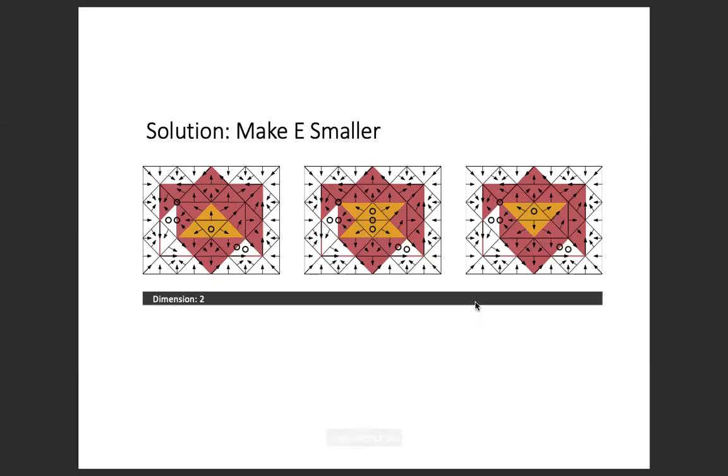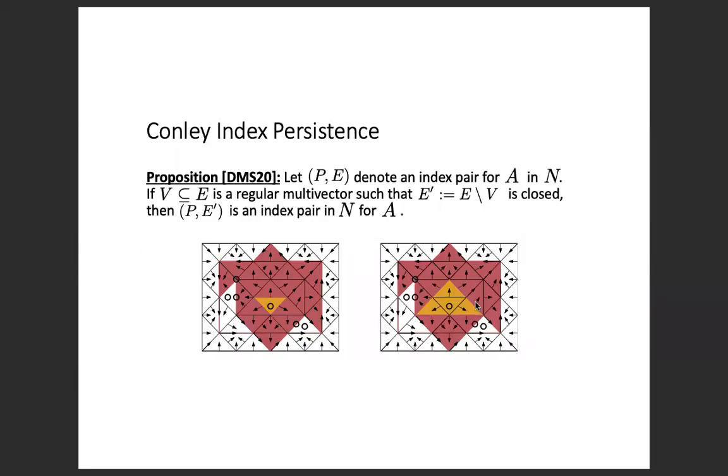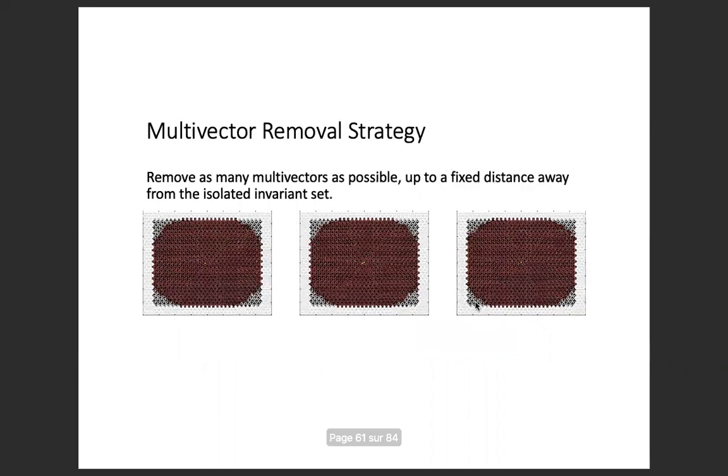So it turns out a way to do this is we can expand P minus E, or reduce the size of E. E is in red. And this is one of the results, that basically you can remove regular multivectors from E. And this lends itself to a natural algorithm that gets us some noise resilience.